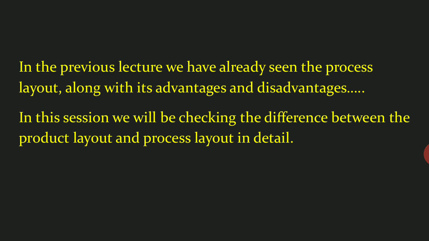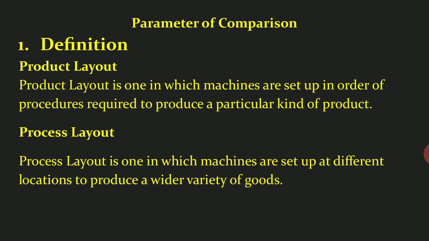There are very simple comparative points. If you are clear with both the layouts, then it becomes easy for us to take up the difference. So in this session, we'll be checking the difference between the product layout and the process layout. We are going to check a few parameters. There are as many as 10 to 11 points of comparison, and one by one we will be checking each.